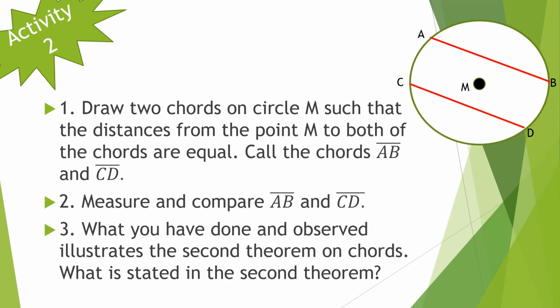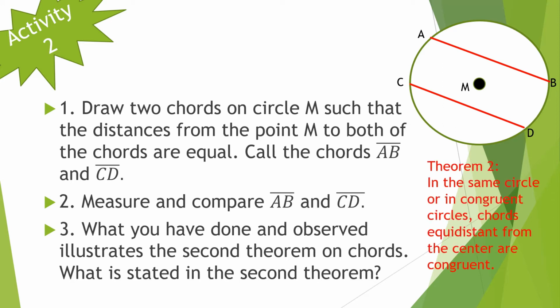So what you have done and observed illustrates the second theorem on chords. What do you think is stated in the second theorem? So theorem number 2, in the same circle or in congruent circles. When we say congruent circles, they have the same radius, they have the same diameter. Chords equidistant, equal distance from the center, are congruent. So if AB is equal to 10 centimeters, CD is also 10 centimeters because they are congruent or equal.